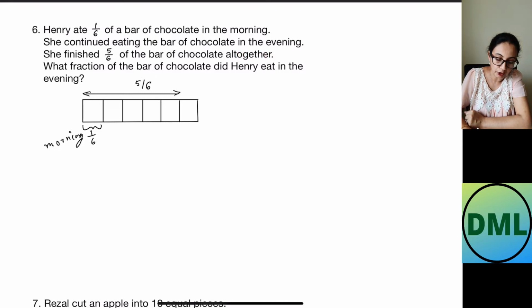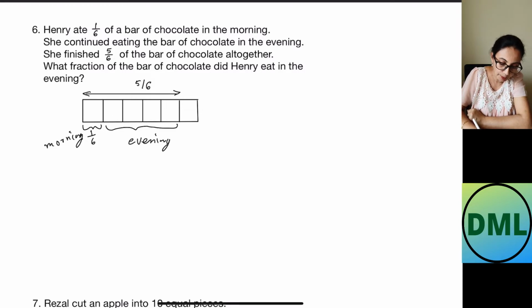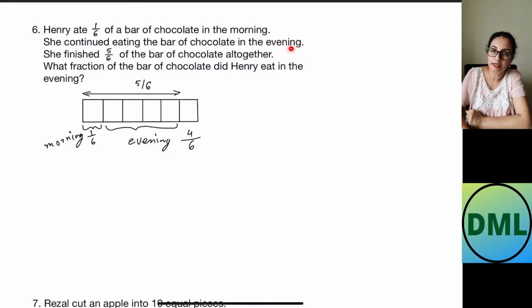I need to find out how much part did she eat in the evening. As you can see from the figure, she ate this part in the evening. Let's write down. How many parts are there? Let's count it. 1, 2, 3, 4 parts. That means I need to represent these 4 parts in the form of a fraction. Total how many parts do we have? We have 6 parts. Out of that, these parts are 4. Let's write it in the numerator. That means 4 by 6 of the part she ate in the evening.